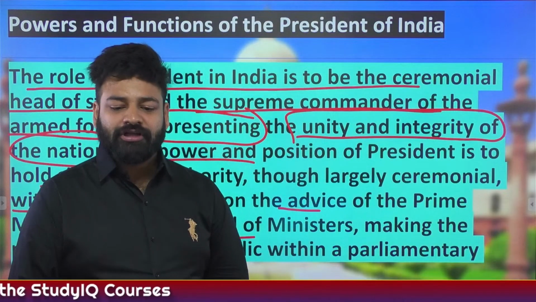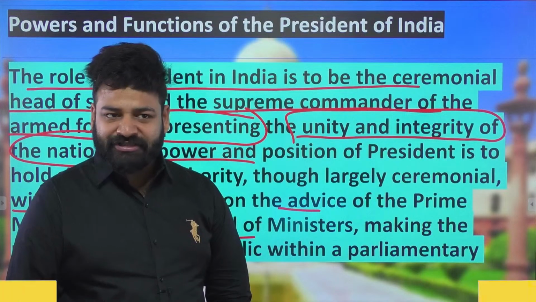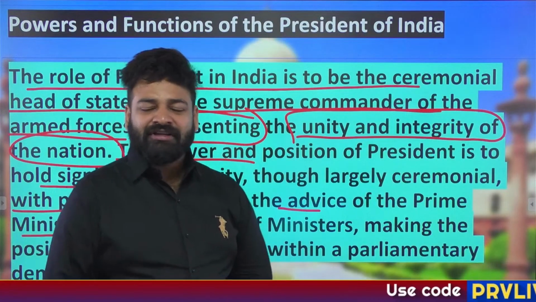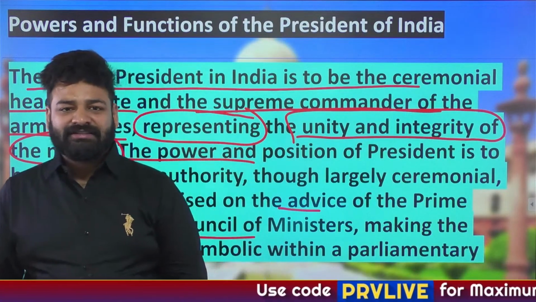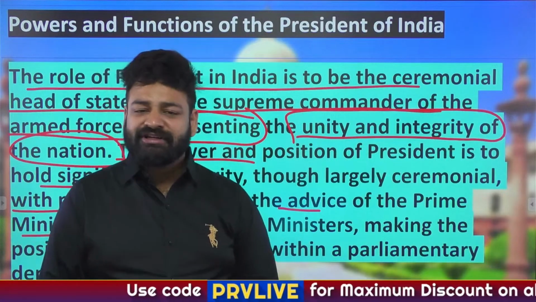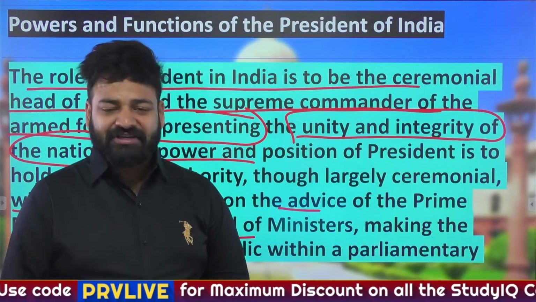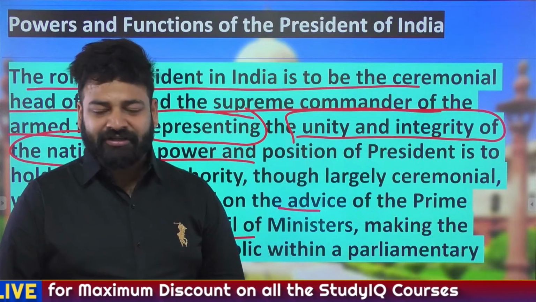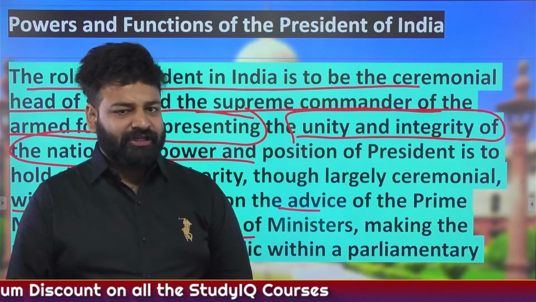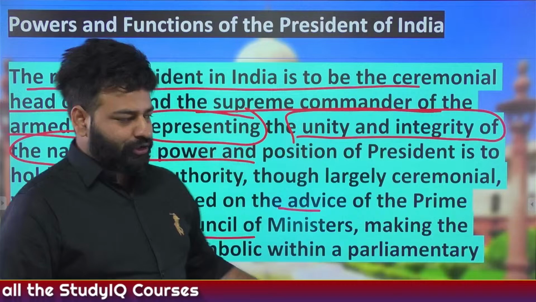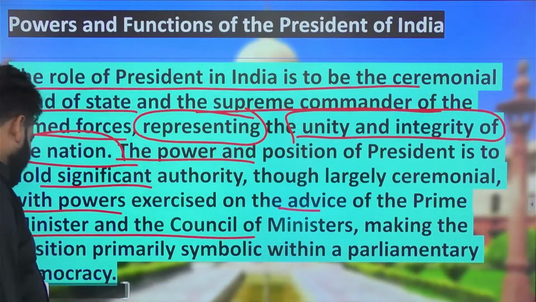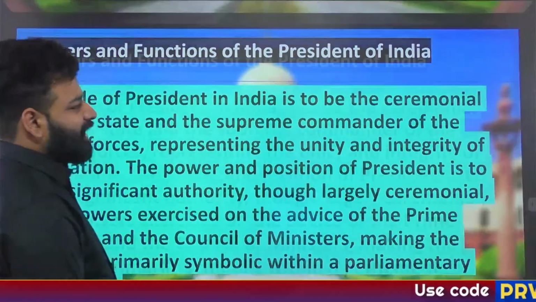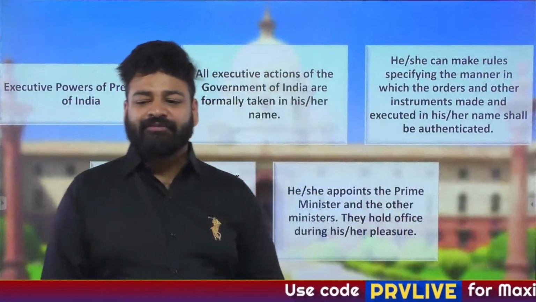So what's the logic? The Union Council of Ministers headed by the Prime Minister shall be there to aid and advise the President of India, and the President shall act accordingly. These are the words mentioned under Article 74 of the Indian Constitution, right? So we move ahead with the very same thing, and let's start with the executive powers of the President.